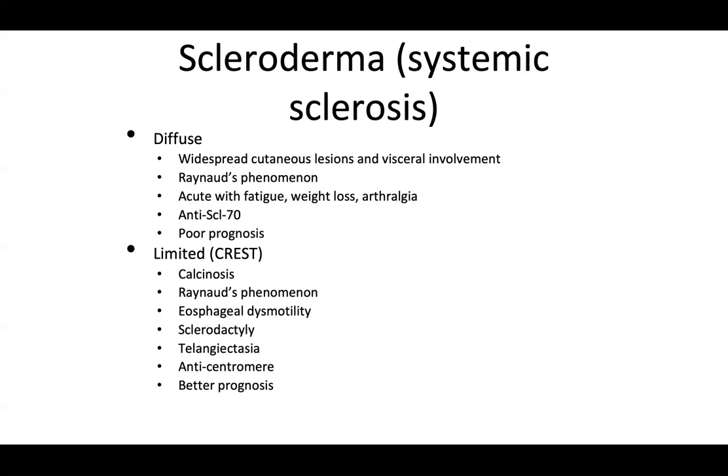When we're talking about limited systemic sclerosis, we're talking about CREST syndrome in particular. So calcinosis cutis is often seen, as well as Raynaud's phenomenon. Esophageal dysmotility, sclerodactyly, and telangiectasia. There's your acronym CREST. This is more often associated with anti-centromere antibodies, and it has a better prognosis. So you'll remember all of that from Step 1.